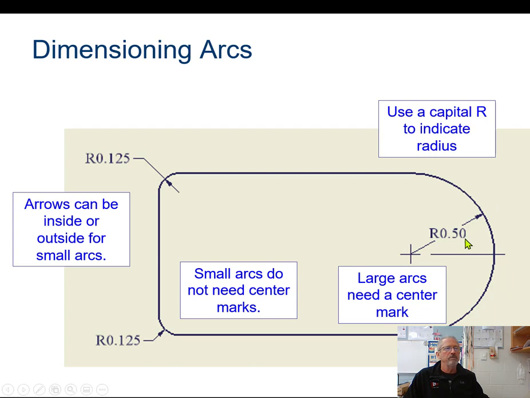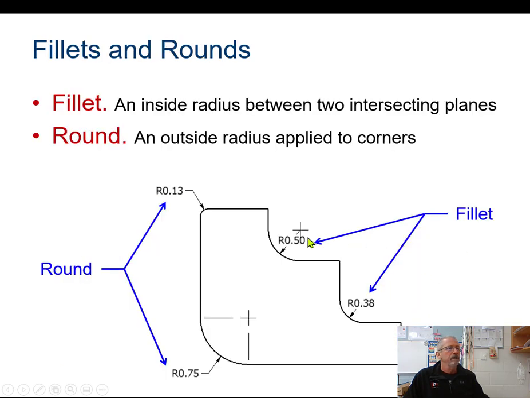Either way is acceptable. All right, here you can see where the radius is placed in here. You can see that the radius is placed in here, no center mark. Here, the center mark should extend out 1/8 of an inch and extend down 1/8 of an inch. That should not happen here. Small rounds do not have center marks.